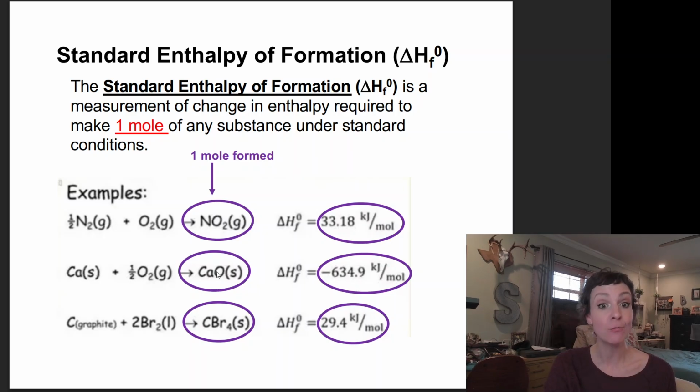The formation of 1 mole of calcium oxide, oh, this is exothermic. It's going to involve negative 634.9 kilojoules, or it's going to release that many kilojoules of heat. And this one is 29.4 kilojoules. That's an endothermic process. But each one of these values is a standard enthalpy of formation value for the specific substance that is formed from that process. You're like, where is she going with this?